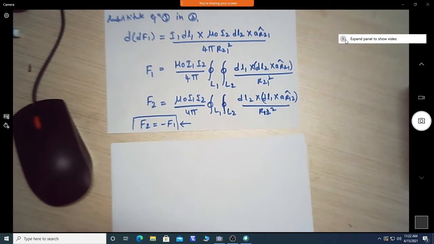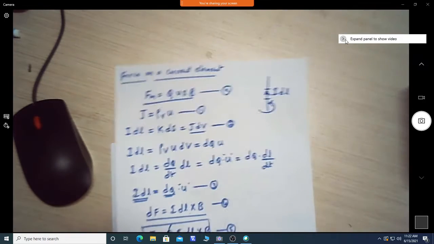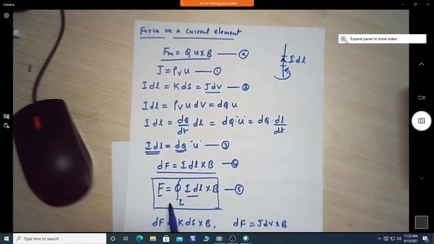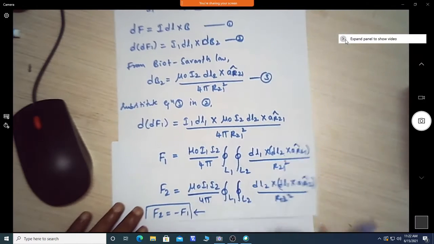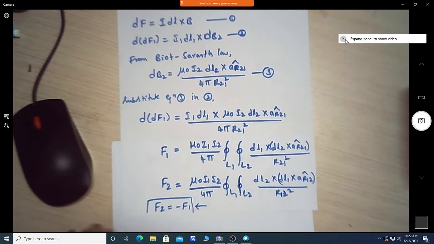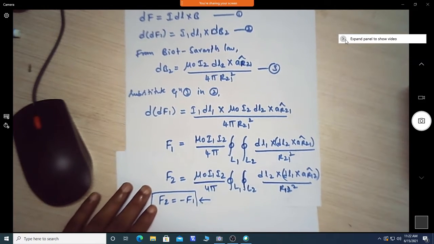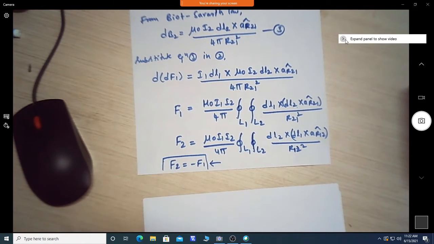Now these are the two important equations, where we have the force exerted on the current element, and the force between the current loops, which carry currents I1 and I2 in the respective magnetic fields dB1 and dB2.